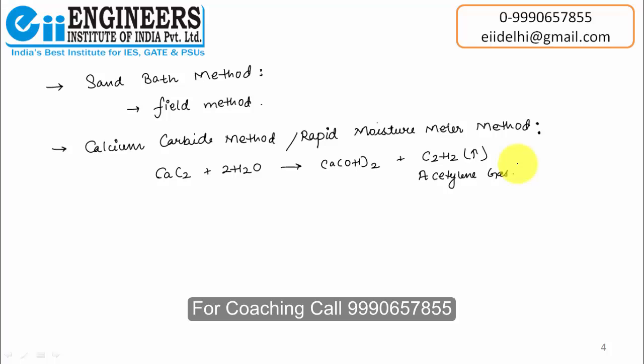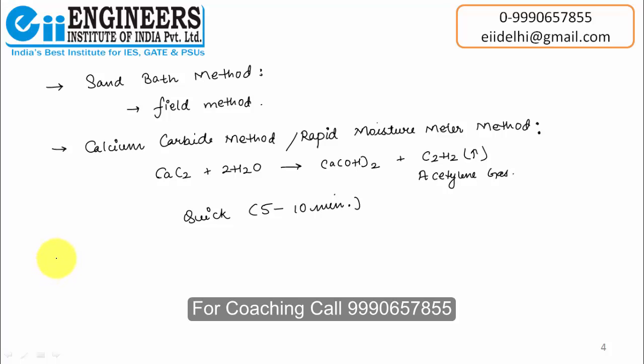The acetylene gas produced by the reaction of the moisture and the calcium carbide exerts pressure on the diaphragm placed at the end of the container. From that diaphragm we directly get the water content reading with the help of the pressure exerted by the acetylene gas. This method is very quick. It hardly takes 5 to 10 minutes, so basically this is the quickest method.